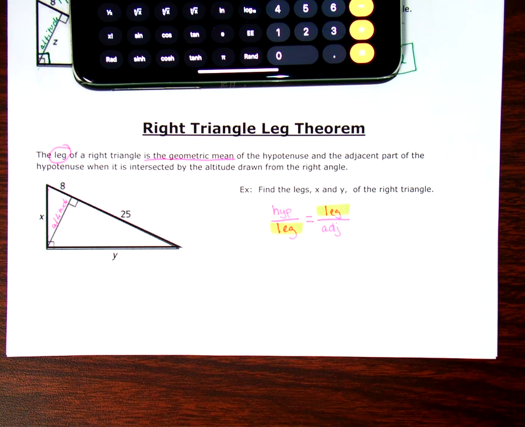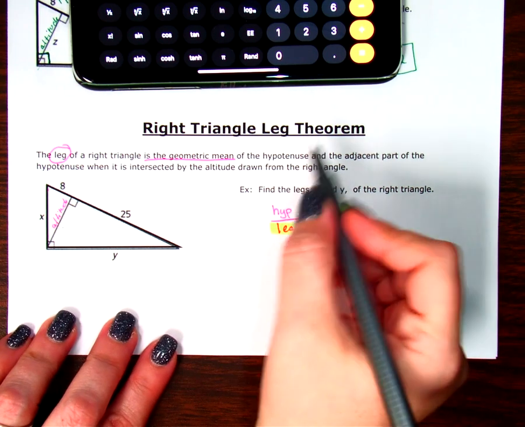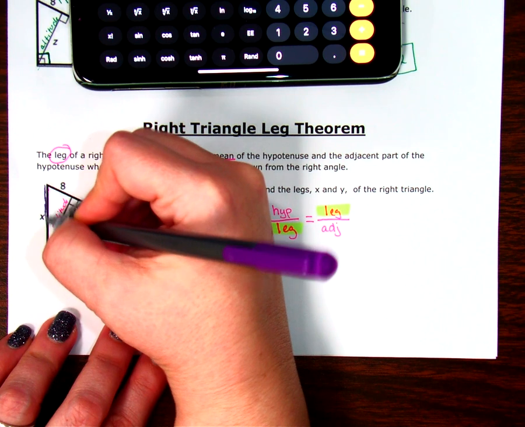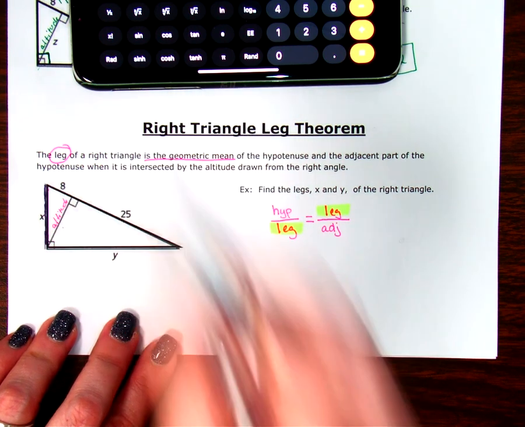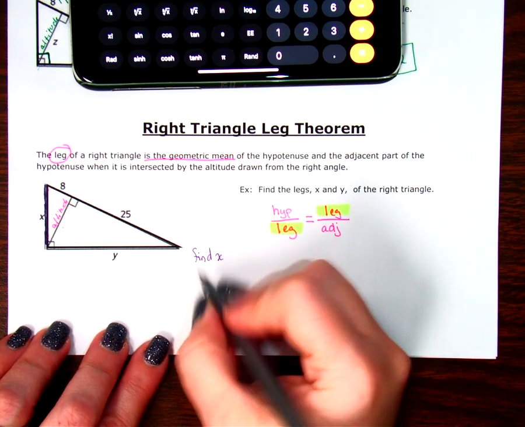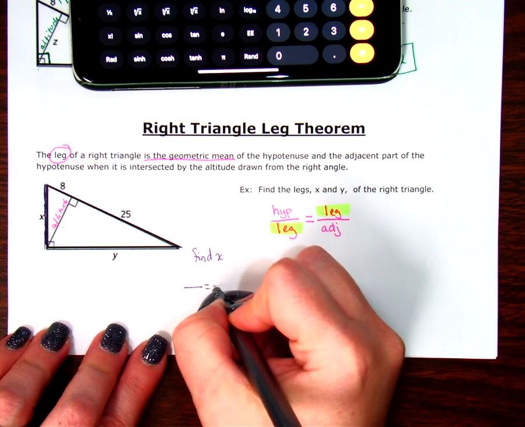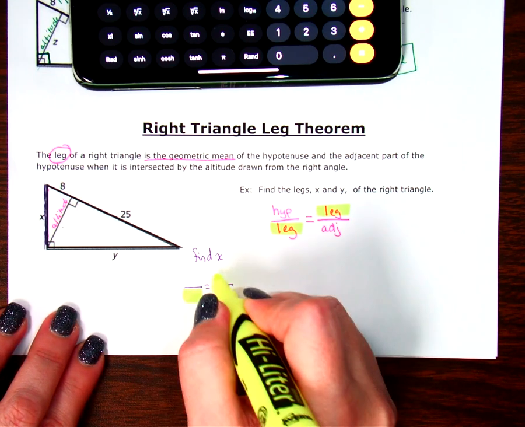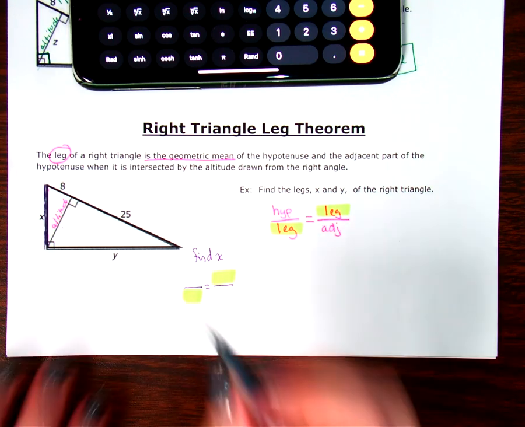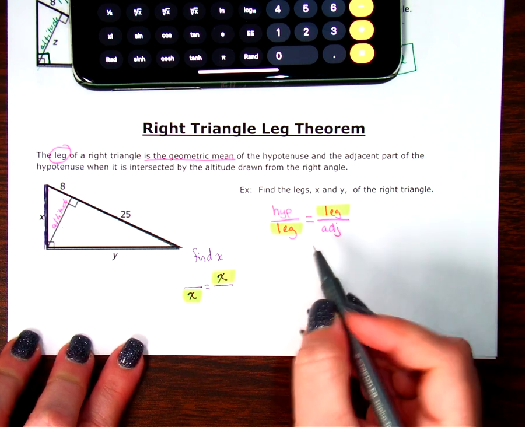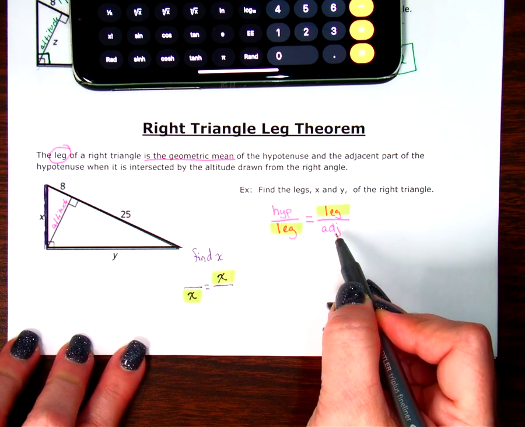So I've got two formulas so far, and they're not official formulas. You won't find them on an actual formula chart anywhere. They're just how I set it up to look at it. All right, so let's start with x. If I want to find the leg x, this leg right here, I know that x, that leg, is the geometric mean. So it's going to go in the denominator of one fraction and the numerator of the other fraction. So my leg is x, my leg is x.